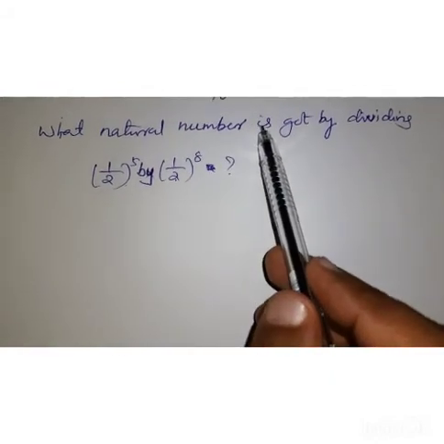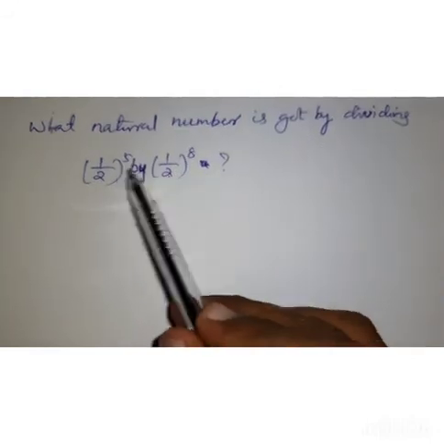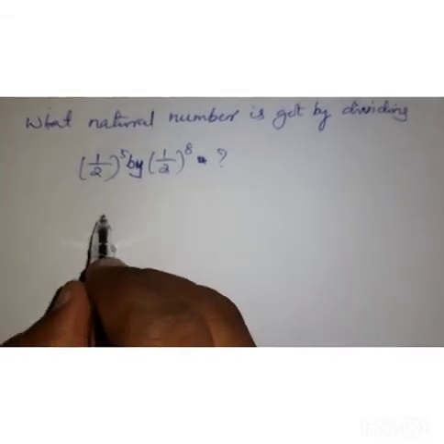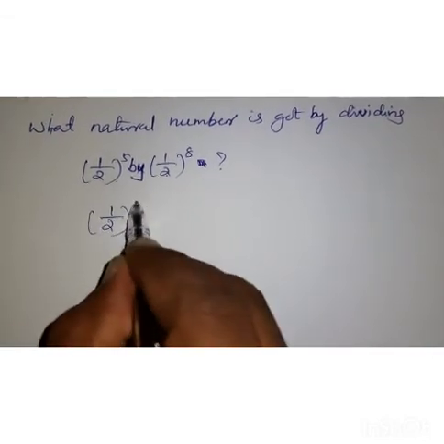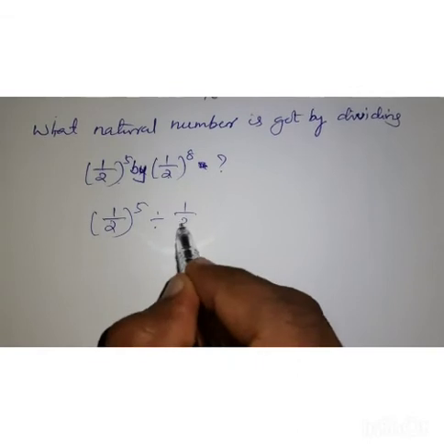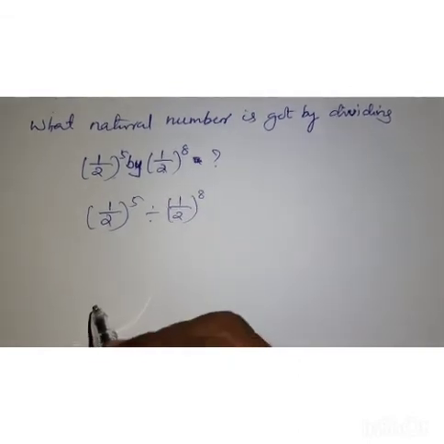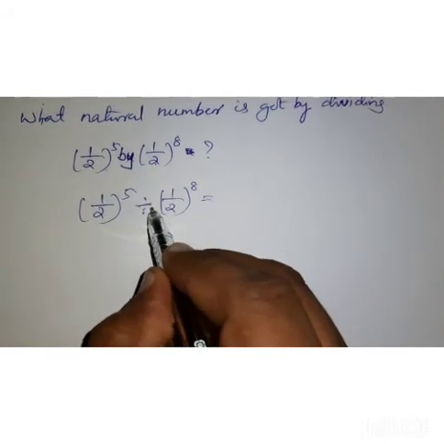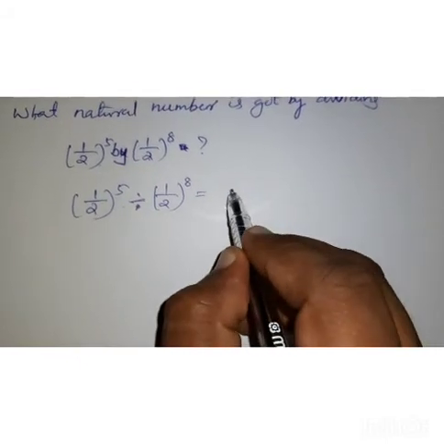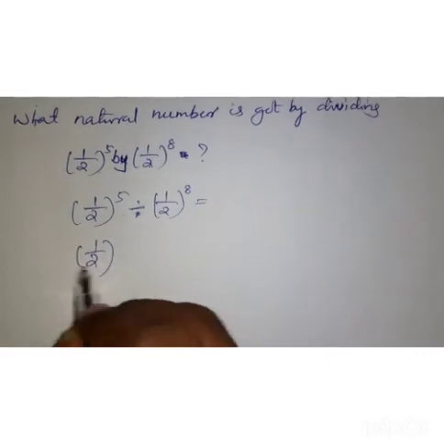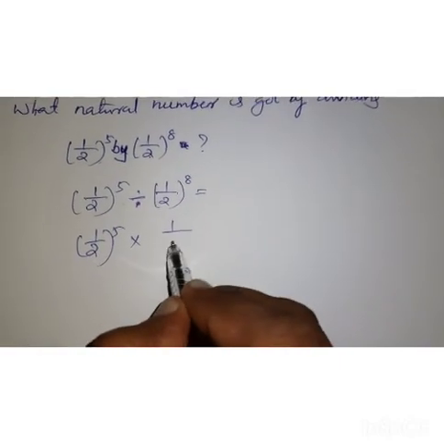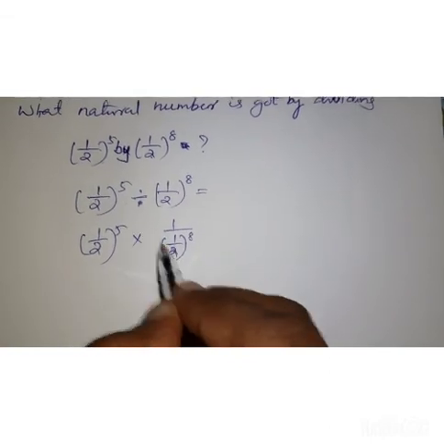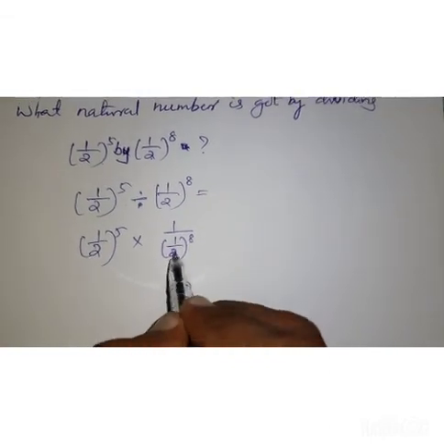What natural number is got by dividing 1 by 2 raised to 5 by 1 by 2 raised to 8? 1 by 2 raised to 5 divided by 1 by 2 raised to 8. So instead of dividing, we can multiply it. 1 by 2 raised to 5 into 1 by 2 raised to 8. Instead of dividing, take the reciprocal of the fraction.